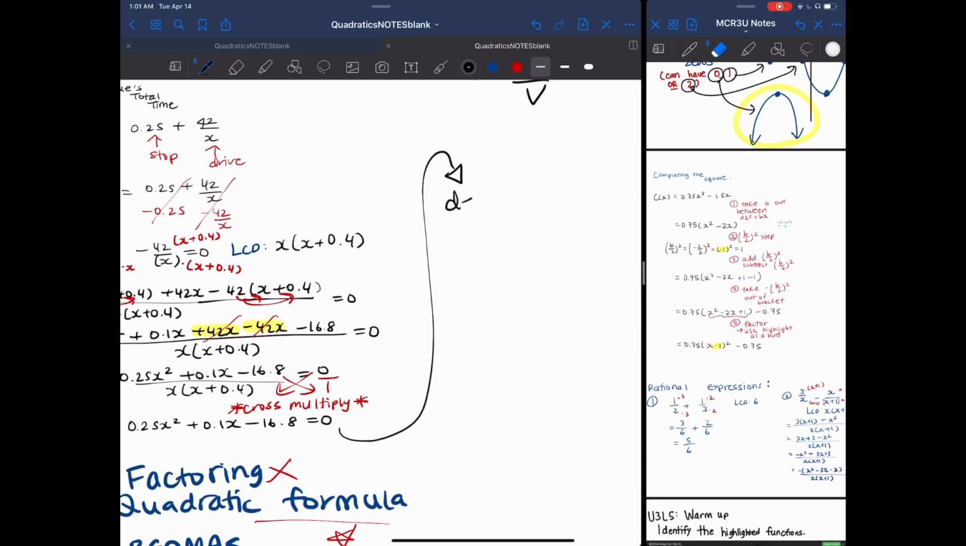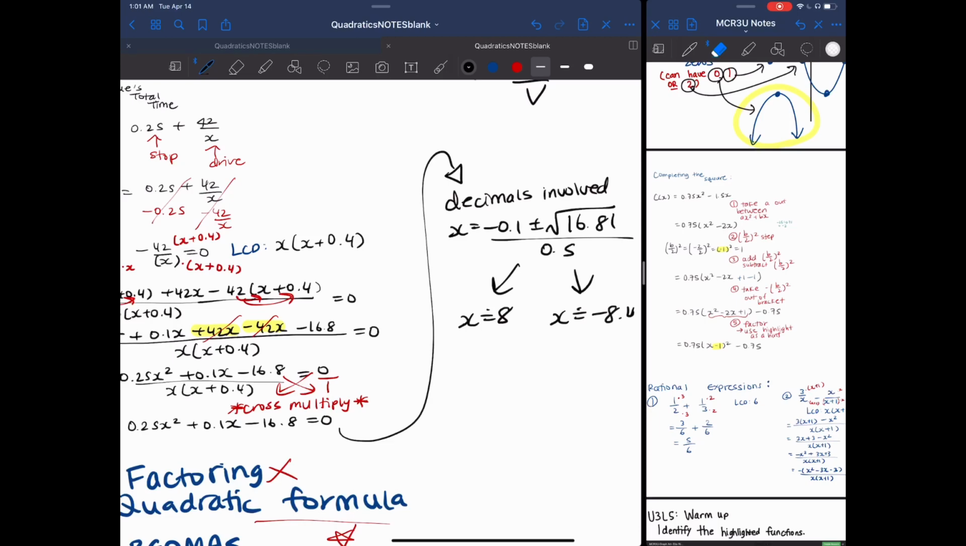So I'm going to say decimals involved, and x is equal to... plug that all into the quadratic formula and you should get negative 0.1 plus or minus the square root of 16.81, all over 0.5. When you take the positive version and then the minus version, negative 0.1 plus the square root of 16.81 divided by 0.5, you should get approximately x equals 8. And another solution you'll get is x is approximately negative 8.4.